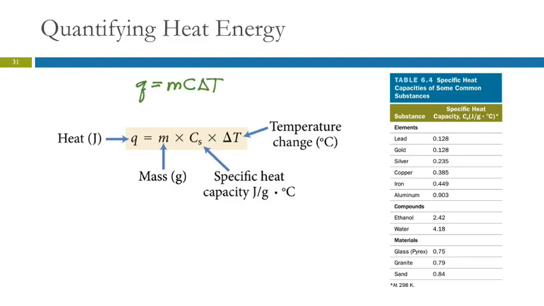The symbol for specific heat capacity is not universal. The units on this are joules per gram degree Celsius. You multiply that by grams and by degrees Celsius and you end up with joules. So that specific heat capacity is going to be different for each kind of substance. The only one you might remember would be for water.